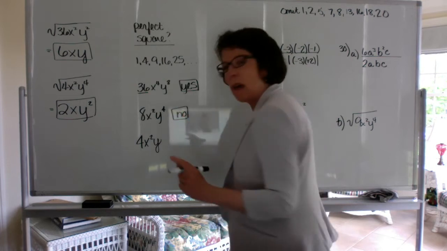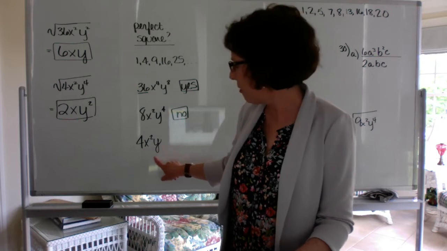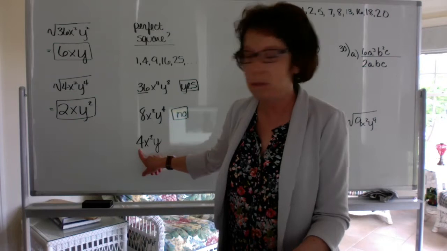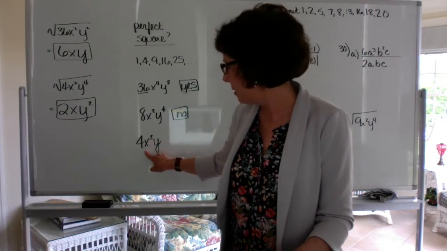Okay, let's look at the last one. 4x squared y. Is this a perfect square? Well, let's start with the 4. Yes, the square root is 2. X squared, even exponent. The square root would be x.